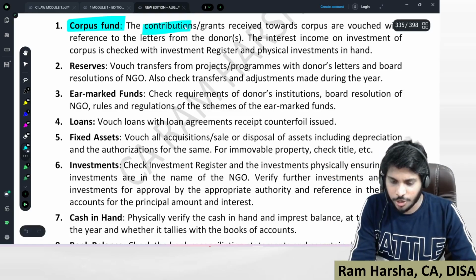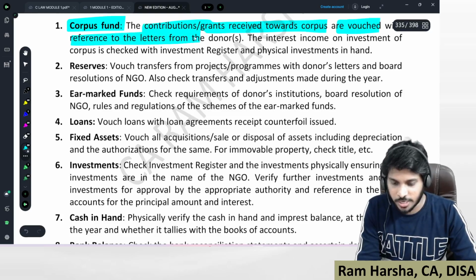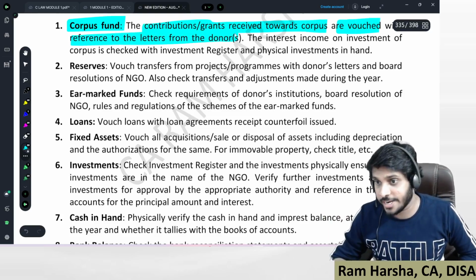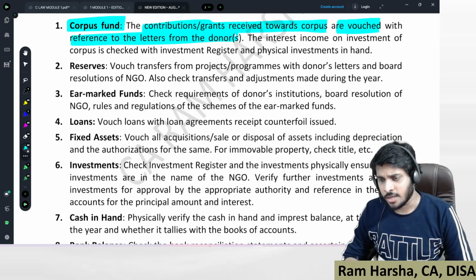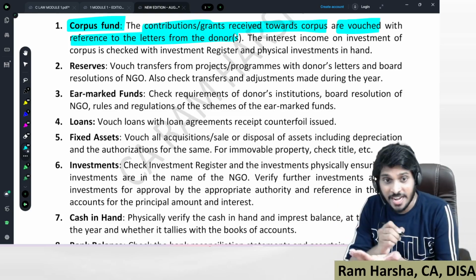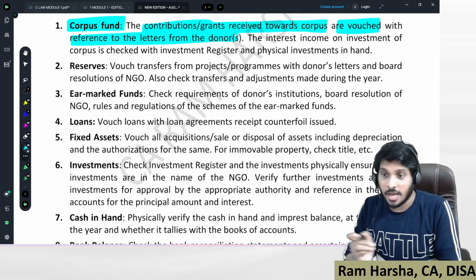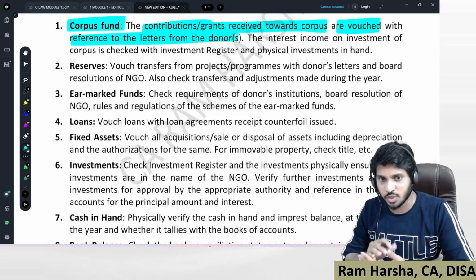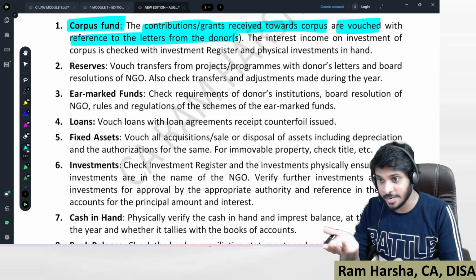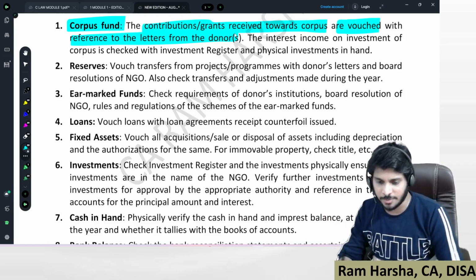So the contributions and grants received towards the corpus are vouched with reference to letters from donors. Suppose when I am donating, they will ask me, sir, for what purpose are you donating? If I tell them for the Inner Engineering program, they will credit it to the Inner Engineering program of Isha Foundation. If I tell them no, corpus fund, corpus means they should not use my money immediately. They should use it only if it is a very emergency. At that time only they will be using it.